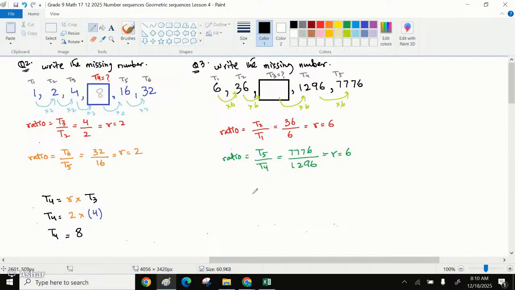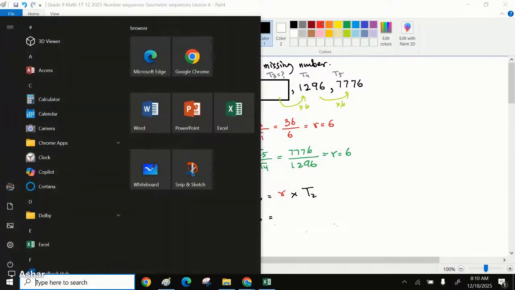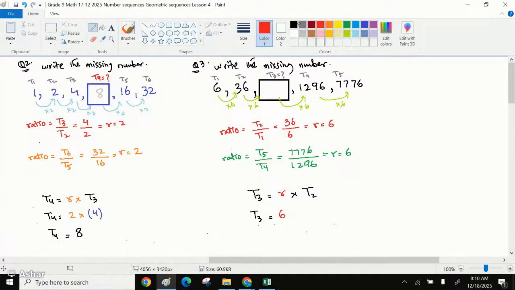So what we can say is term number 3 is the ratio times the previous term. So term 3 is 6 times, the ratio was 6, and the previous term, term number 2, is given as 36. So in order to find term number 3, we multiply 6 by 36. And what is the answer? Okay, can anyone please give me an answer?